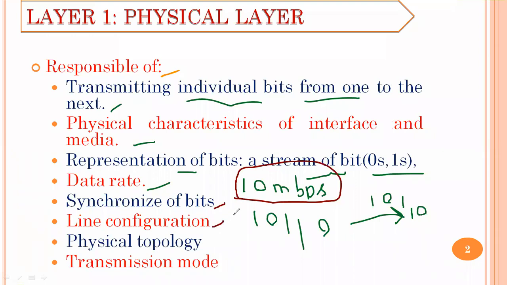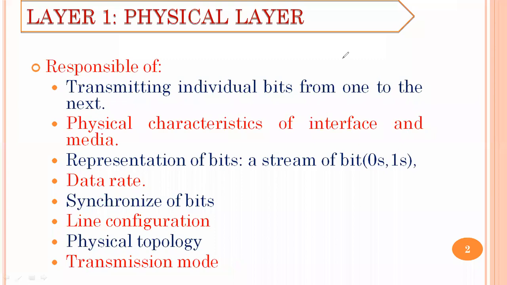And line configuration is there. The line should be configured before transmitting data to the receiver side. Then topology, how the data will be transferred, and then transmission mode. In the advancement of the syllabus, we will see what modes will be used. One is the tunnel mode, and some other modes are there in which the data is transferred from source to the destination. That is also the task of this physical layer.